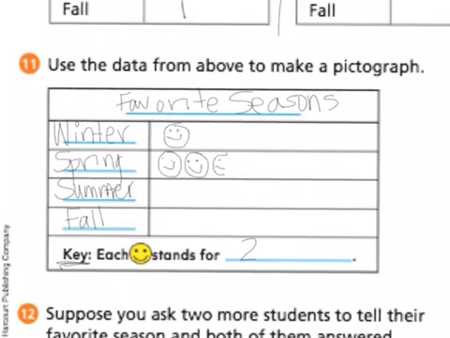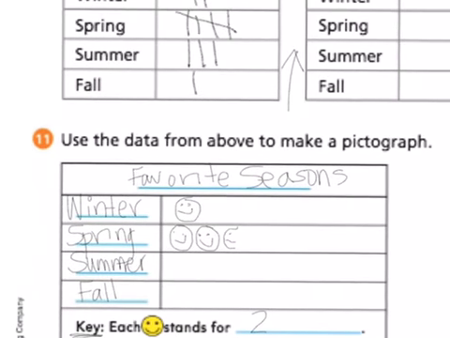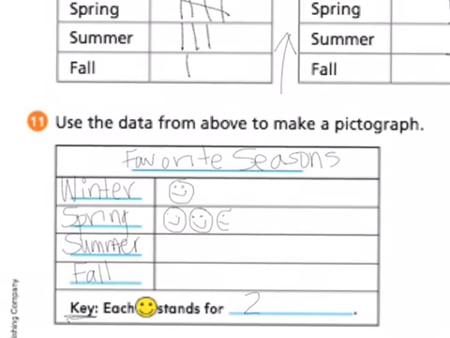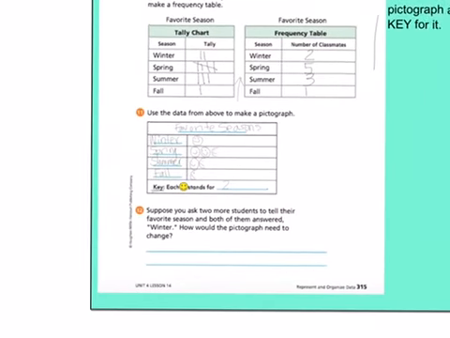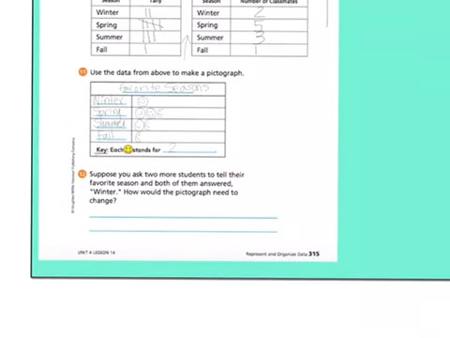Okay, summer, 3 classmates, let me make sure I'm doing this right. 3 classmates said summer was their favorite season. So this smiley face stands for 2 classmates, and then we have to do another half a smiley face to make 3. And 1 student said fall is their favorite. So here is our pictograph for our class.